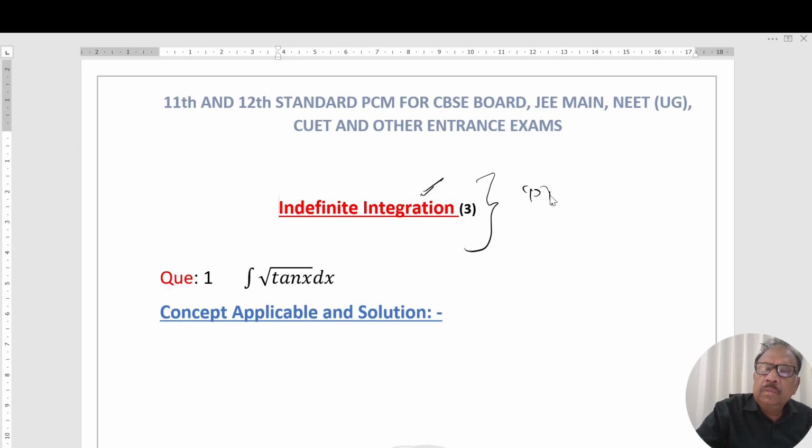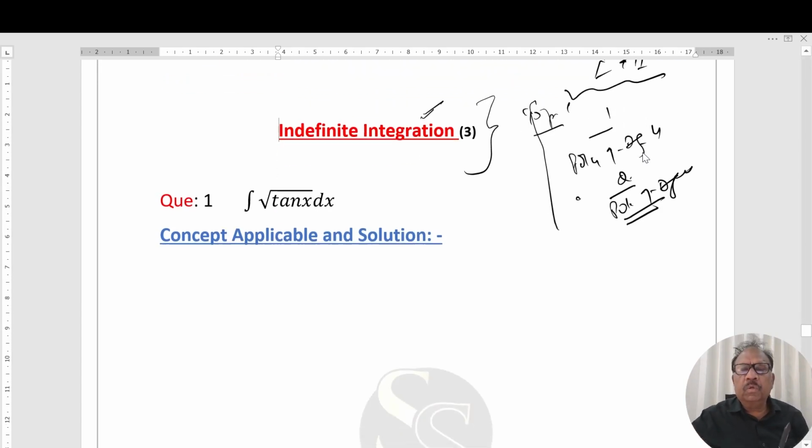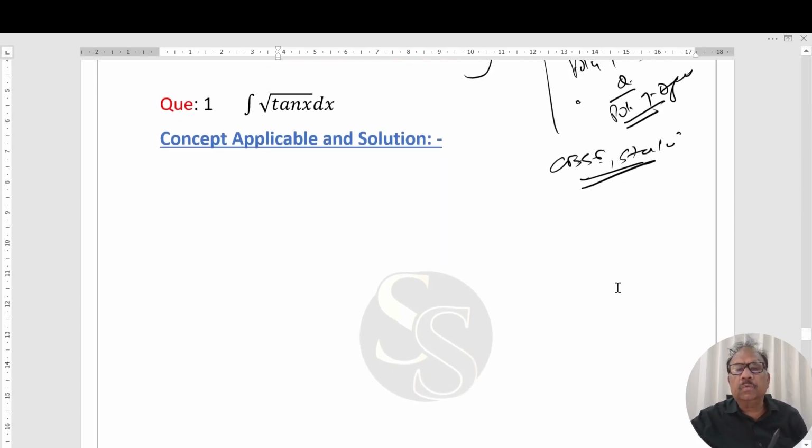Today's topic is 1 over a polynomial of degree 4, or a quadratic over a polynomial of degree 4. In the earlier two sessions, I have discussed generally all the applicable types. This is very important for the CBSE board, state boards, and other entrance exams. Let's start the question.